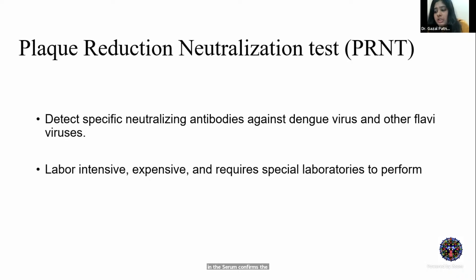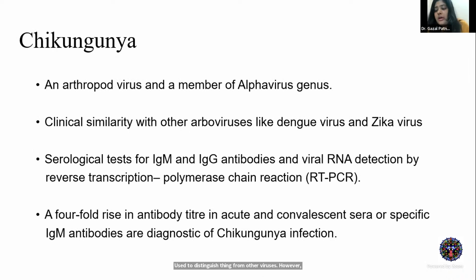Plaque reduction neutralization test can detect specific neutralizing antibodies. It measures titers of neutralizing antibodies and is usually used to distinguish dengue from other viruses. However, it is very expensive and it requires special labs.